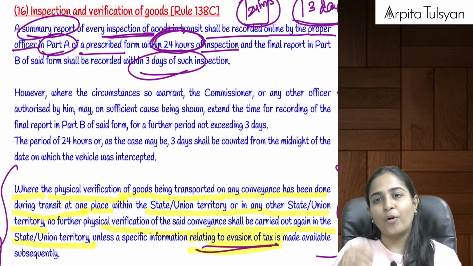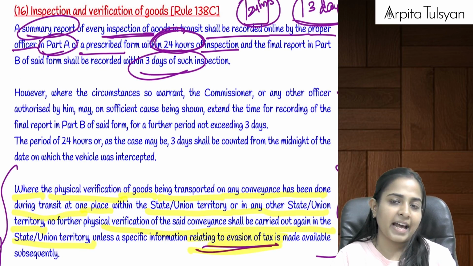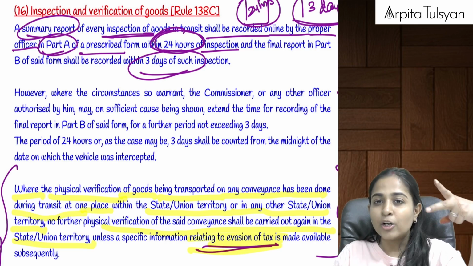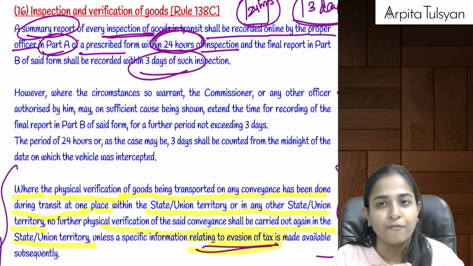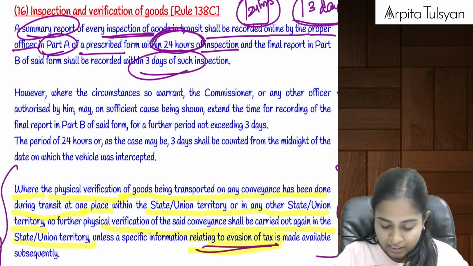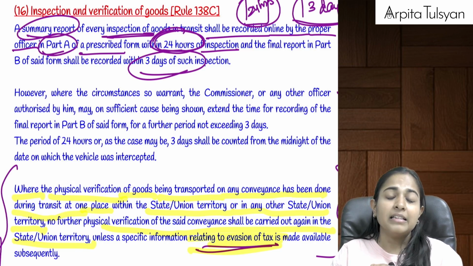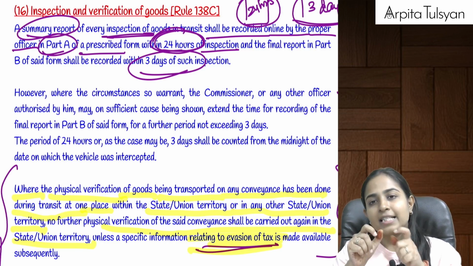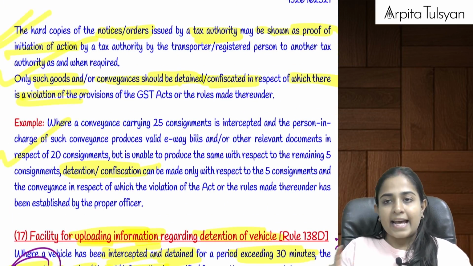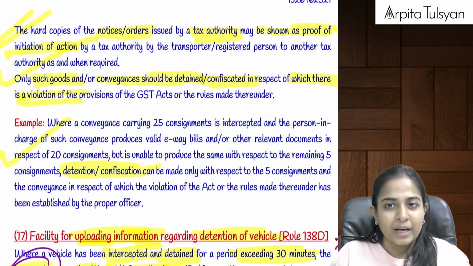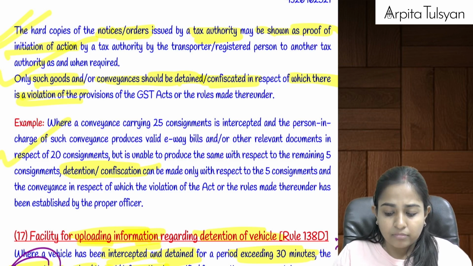And yes, one more important point is, whenever an inspection of any goods in transit happens, the proper officer is required to prepare two reports. The first one is a summary report which will be prepared within 24 hours of the inspection, and the final report will be prepared within 3 days of such inspection, and this 3 days can be further extended by another 3 days. Are you clear with this? Yes, and I told you, once inspected, it cannot be stopped again unless there is specific information about tax evasion. Are you clear with this?